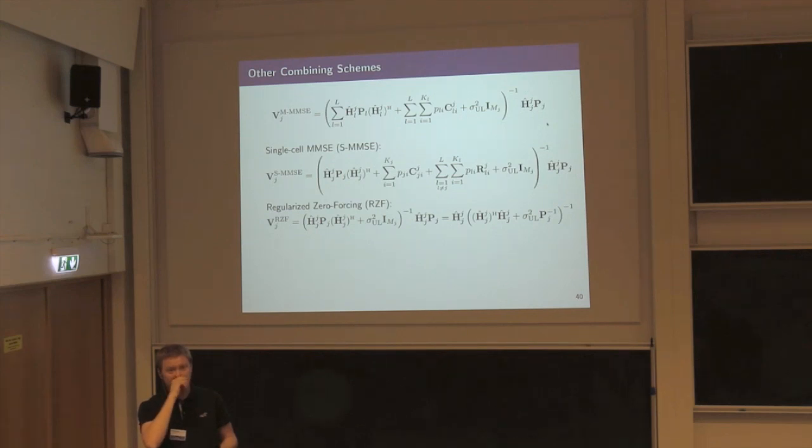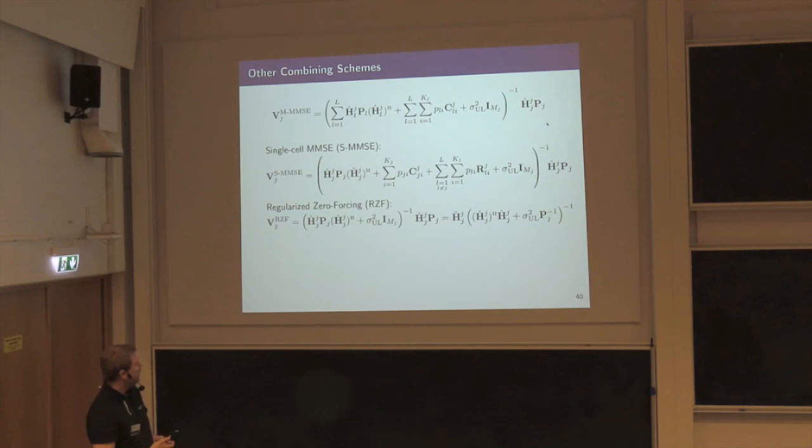Is there any scenario in which the single cell MMSE, the second one, will be equal to the third one? Maybe like, I don't know, maybe the H will be orthogonal to the two sums. I think you can find such special cases, and I think in general, if you have uncorrelated fading, they will be very similar to each other.